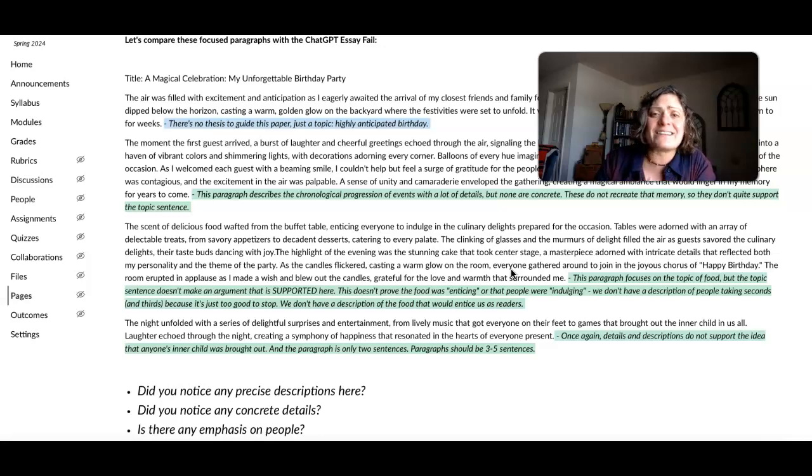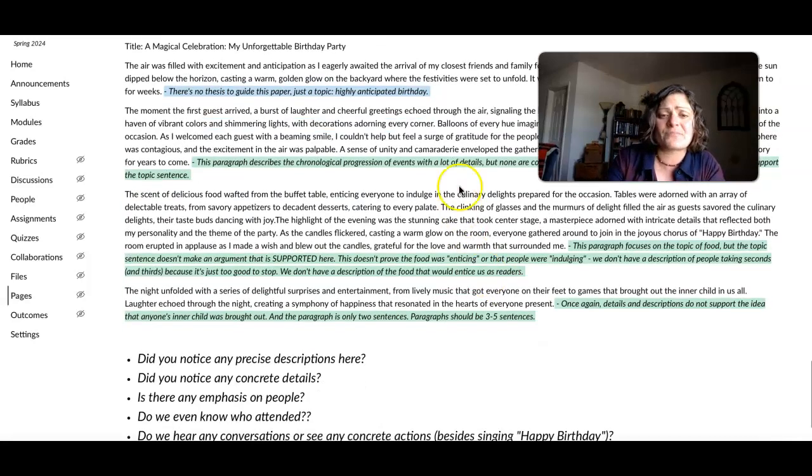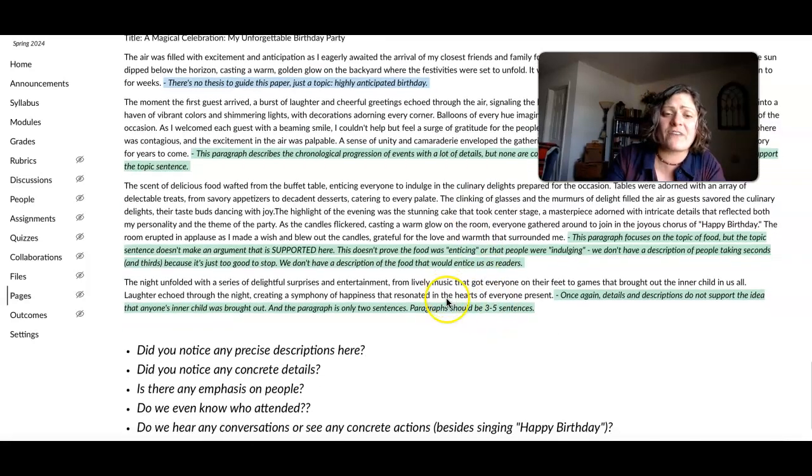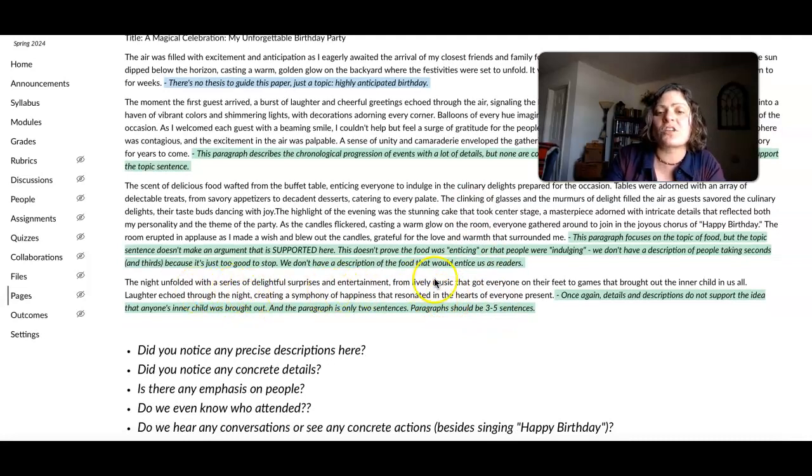So that evidence doesn't support the idea in the first sentence. And we see that all the way throughout. And here, this final one, the night unfolded in a series of delightful surprises and entertainments, from lively music that got everyone on their feet to games that brought out the inner child in all of us. Well, can we see that dancing? Or can we have a description of someone embracing that inner child and doing something silly or funny because they just feel so free? All of that is missing. There's nothing precise. There is nothing really concrete.